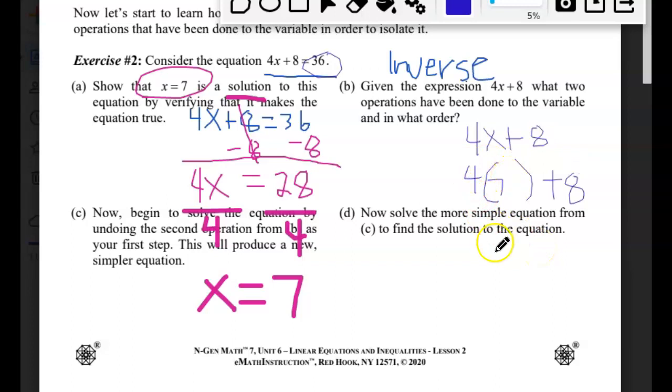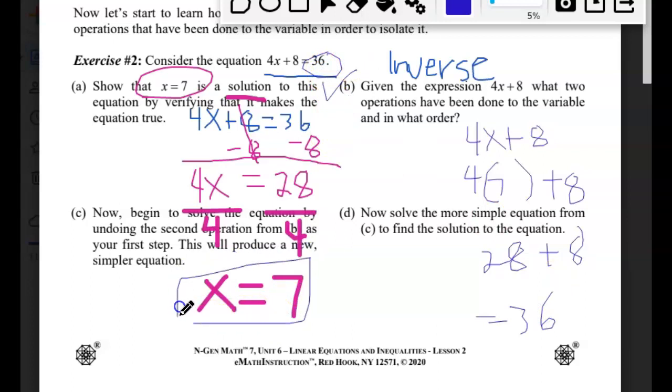So 4 times 7 is 28 plus 8. How much is that, guys? Eventually, that ends up with 36, which is true. So it means that x equal to 7 is correct as a solution for this equation.